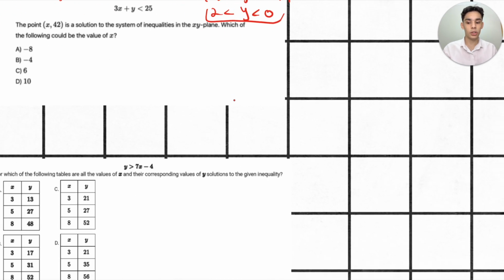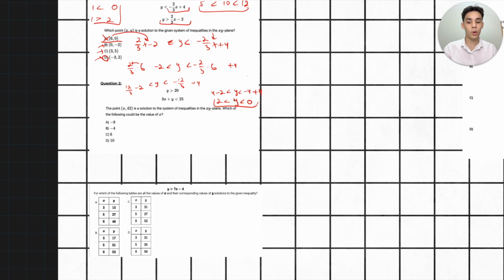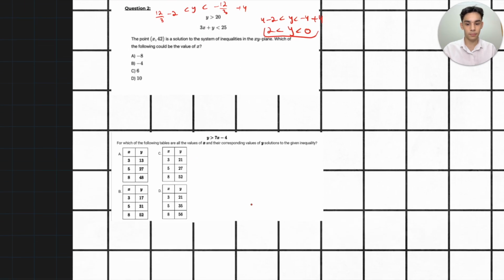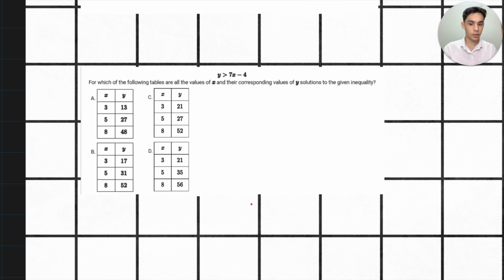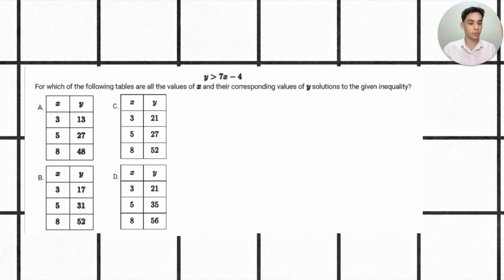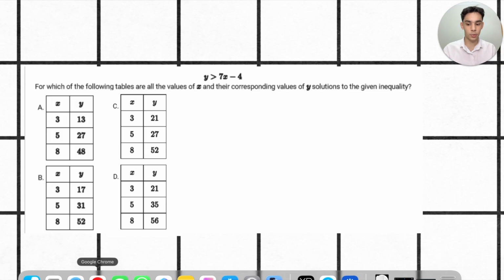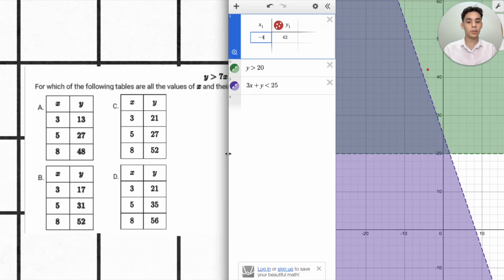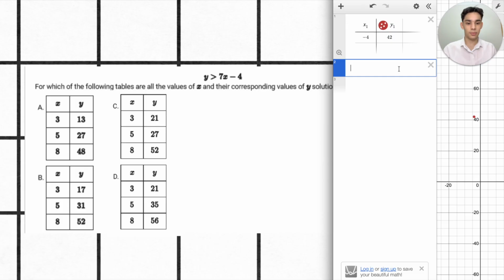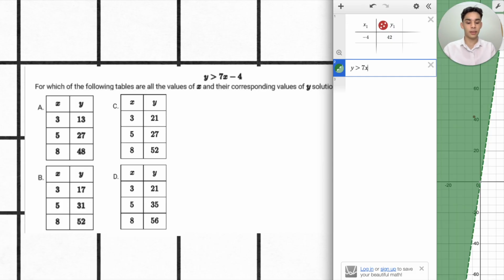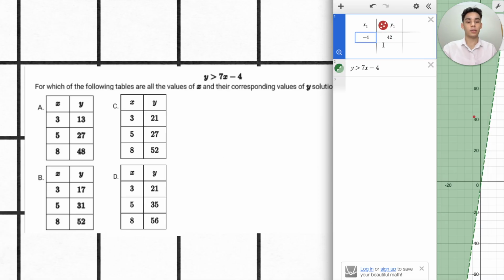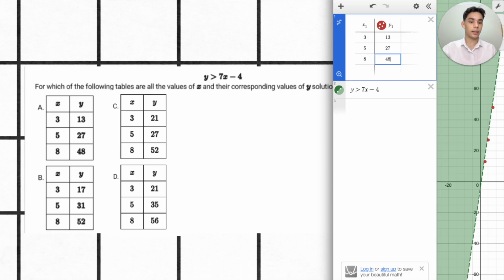Great. I hope you understood it. And let's solve one more question, which is this question right here. Again, let me open up Desmos for this. So simply, all I have to do now is write y is greater than 7x minus 4 and plug in those coordinates. Let's start with answer choice A. So 3, 13, 5, and 27, 8, and 48.